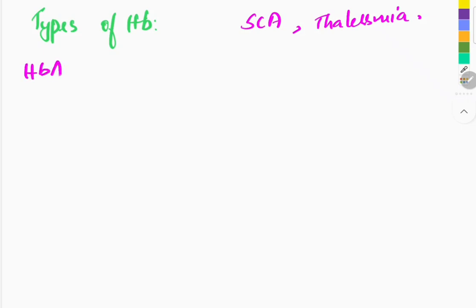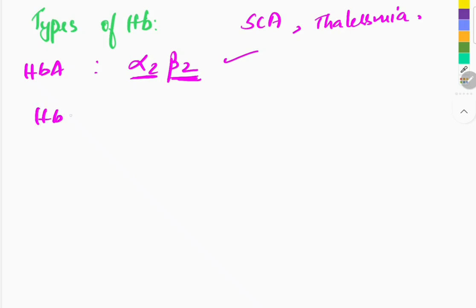One is HbA, that is adult hemoglobin. Okay, so adult hemoglobin is made up of alpha 2 and beta 2 chains. I hope you all know this basic, okay? Alpha 2 and beta 2. Even if you don't know, it's okay, no problem. So, 2 alpha chains and 2 beta chains.